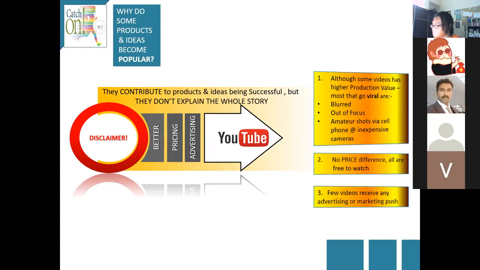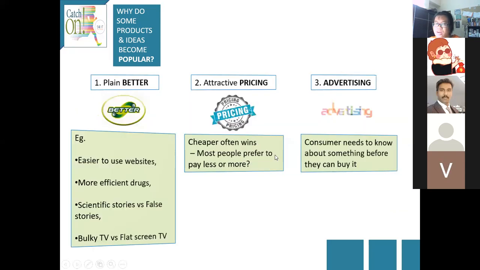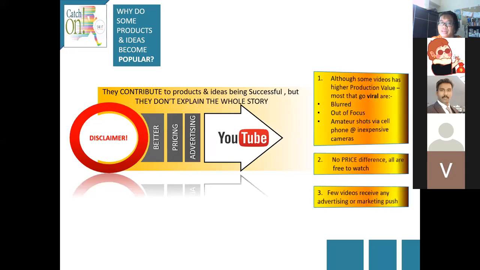So basically, we can cross out these three things as reasons why something goes viral. This is the unlearning part. Just because something is better, just because something is more attractively priced, just because you put in more budget on advertising, it doesn't necessarily contribute to something going viral.